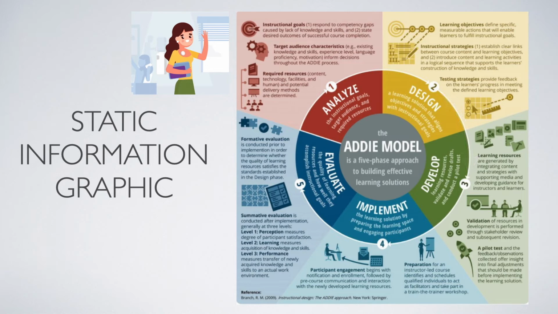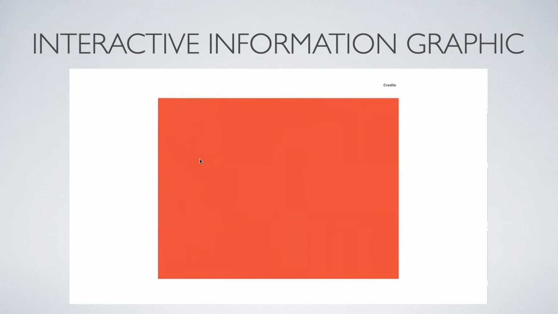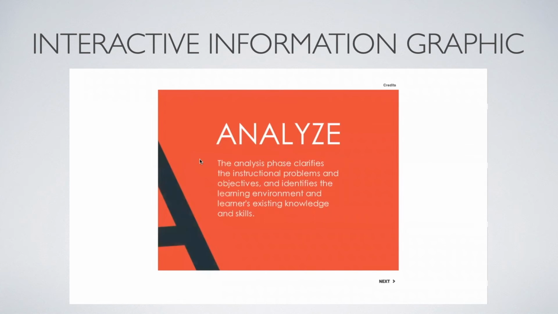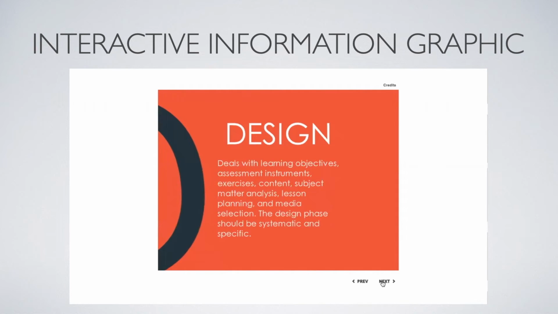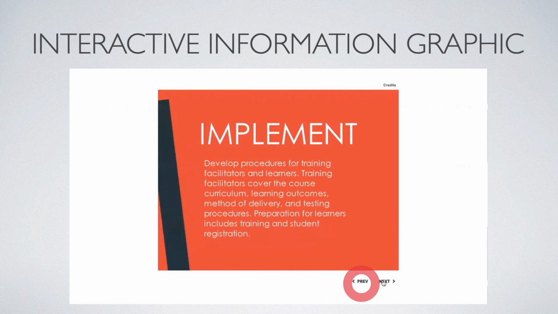The second instructional multimedia asset we will consider is an interactive information graphic of the ADDIE model. This module consists of textual information that the user encounters as they click through the module. The information is very focused, with each part of the model given a brief explanation that users click through. The information is presented sequentially, and users can use a previous button to revisit a step.